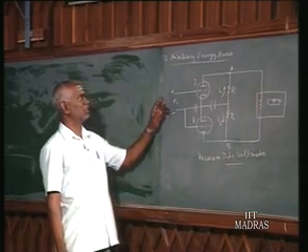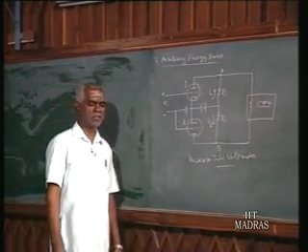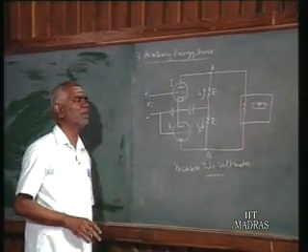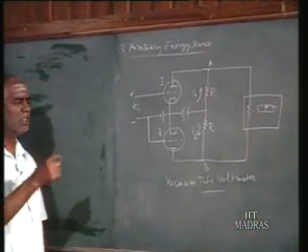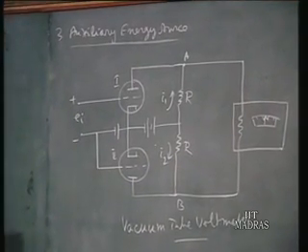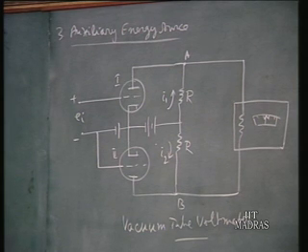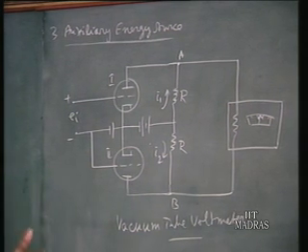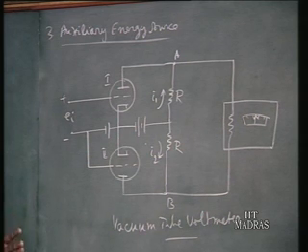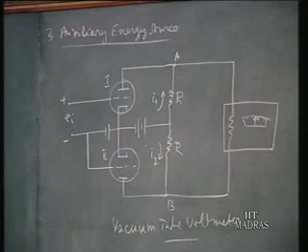Third method is using auxiliary energy source. For this, the principle is as follows. Why is there loading effect in measurement? Since the instrument we are using for measurement takes some energy from the medium. When it takes the energy from the medium, what happens? The parameter of the medium gets reduced. So we are measuring only the reduced value of the parameter. That is because we have drawn some energy from the measured medium.